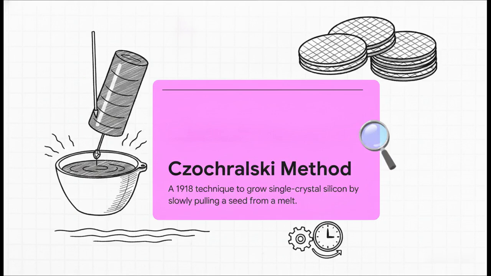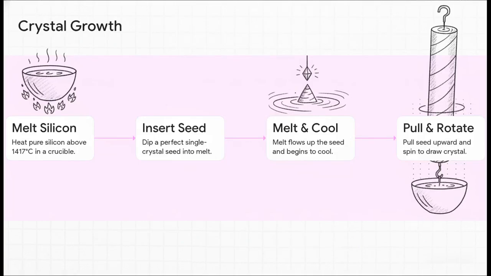Defining this method is absolutely crucial to understanding everything that follows, because it relies on a delicate balance of temperature, rotation, and incredibly slow movement. Let's break down this growth process.